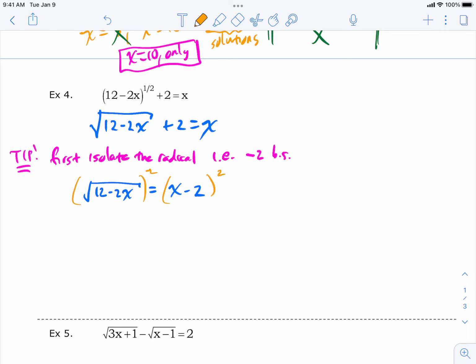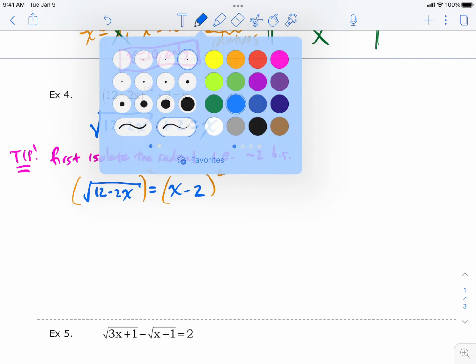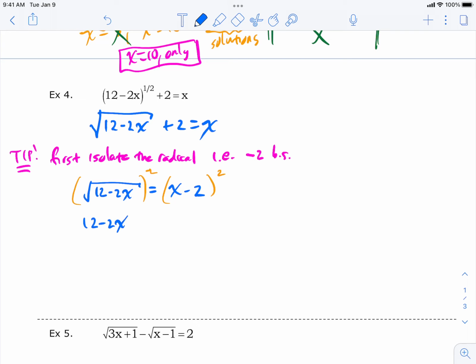Okay, so I'm going to square both sides. Yes, I really am. So the left side becomes just 12 minus 2x. The right side becomes, make sure you FOIL, x squared minus 2x minus 2x again, and then plus 4, right? So make sure you FOILed that out to get this. I do indeed see a quadratic equation shaping up. So if I subtract 12 and add 2x on both sides, I'm going to have x squared minus 4x plus 2x, minus 2x plus 4 minus 2x, minus 8 equals 0.